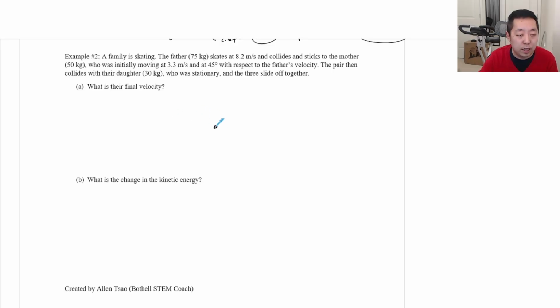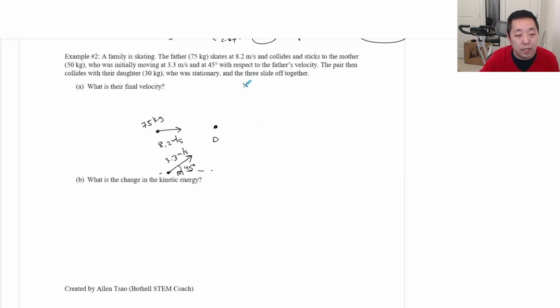Okay, so let's say the daughter's here. We'll say the father's here. The father is 75 kilograms and moving at 8.2 meters per second. And then it just depends on the direction you want to say, but let's say the mother was going this way at 3.3 meters per second, and that angle is 45 degrees, okay? And then they all collide together, and then they move off, okay? So now we have three objects in our system.